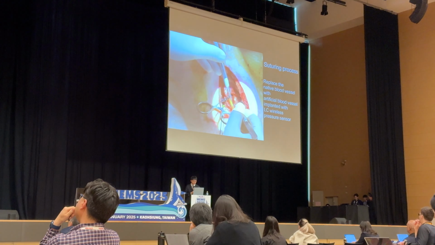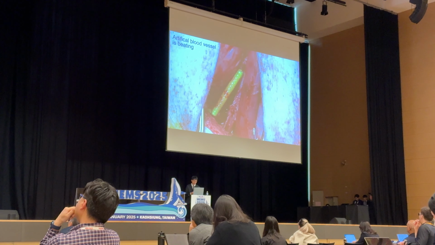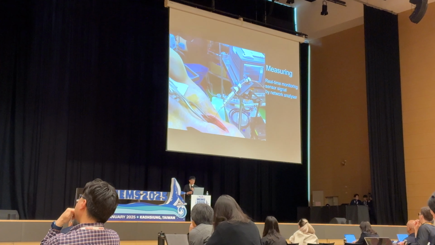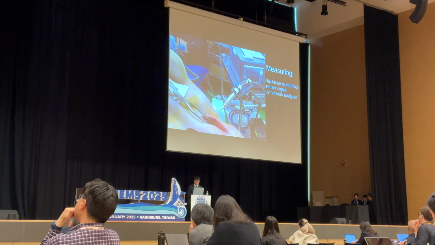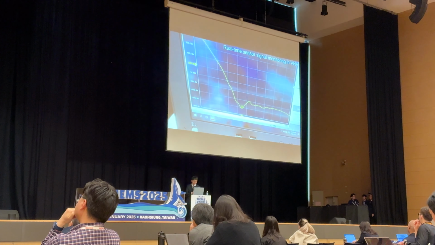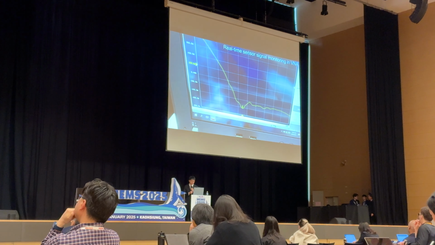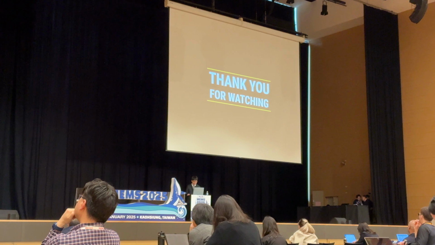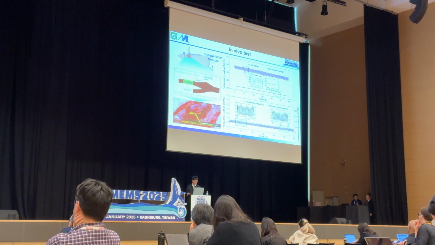So in that case, when the blood flow goes through our artificial blood vessel, the sensor's frequency value will change. And we also use the network analyzer to monitor the sensor signals in real time. Here we can see the sensor signal is changing according to the heartbeat. And here is some data from the animal test. We use an artificial blood vessel to replace the native blood vessel.